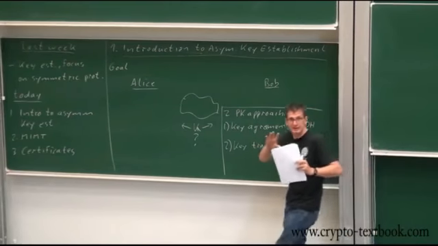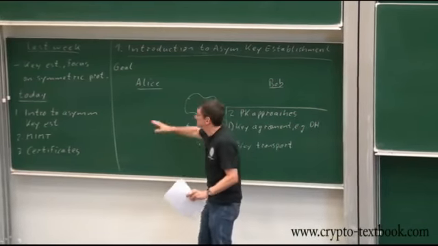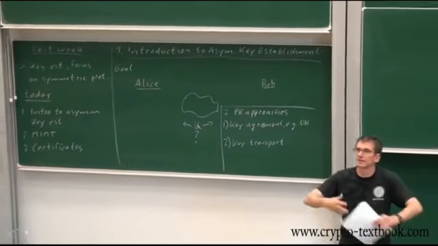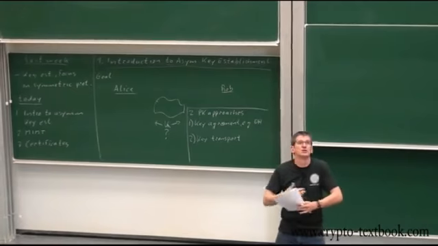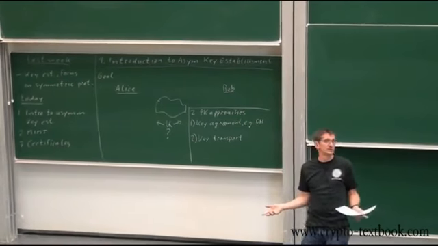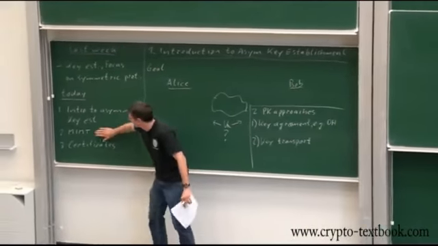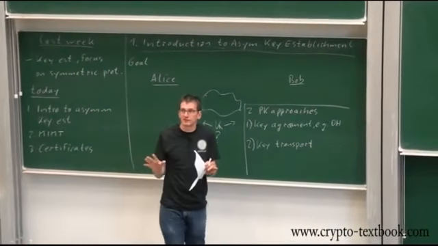From everything that I taught you so far, it seems we can do, for instance, this protocol. Alice and Bob can come up with an AES session key. We can do pretty much everything we want. There's no problem anymore. And this is not true. And why is that? Because I didn't tell you the whole truth up to now.